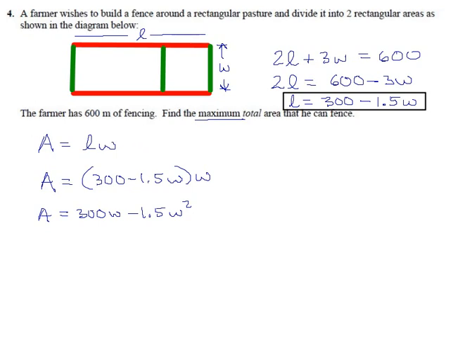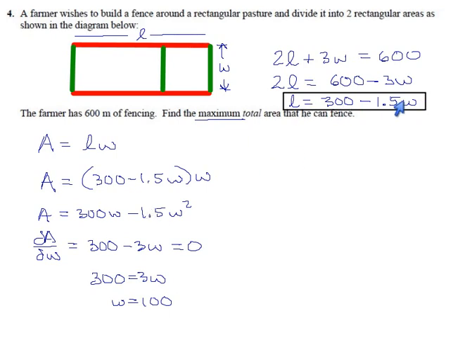Now, if we want to optimize this, we know we want to differentiate it and then say the derivative is equal to 0. That'll tell us where the top of the hill is. It gives us dA/dW equals 300 minus 2 times 1.5 is 3W to the 1, and all that equals 0. So that means 300 equals 3W, which means W equals 100.